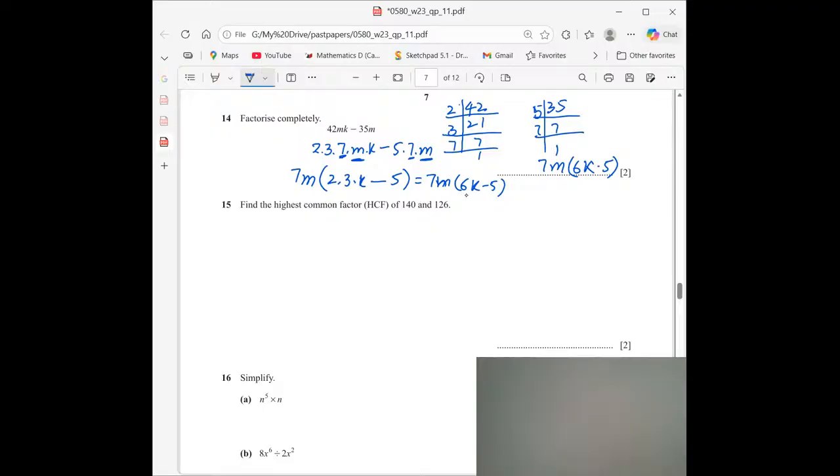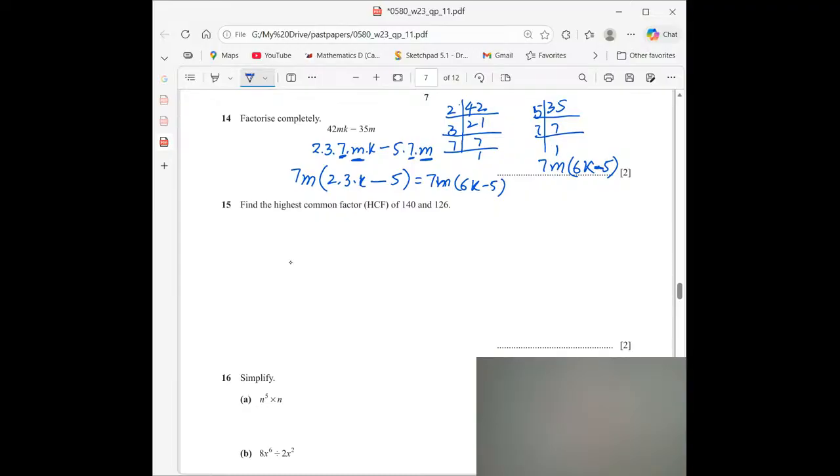So you know that 35 and 42 both are divisible by 7, and both have m. So 7m is taken common. So 7 divides 42 by 6, so 6k will be inside the bracket. When 7 divides 35, m is also taken out, so 5 is left, so minus 5 is written. So it has two factors, 7m times 6k minus 5. That's the answer. So a simple factorization question, a simple algebraic question, has been done.